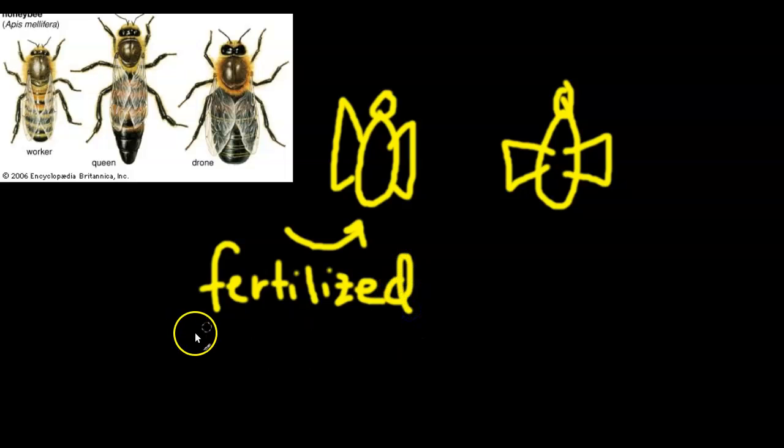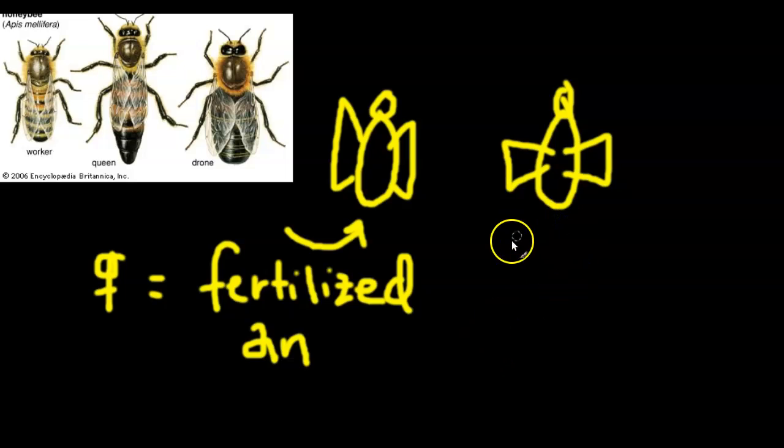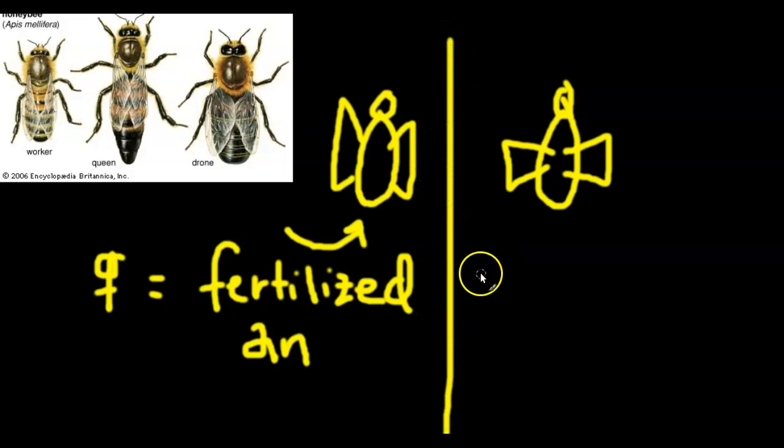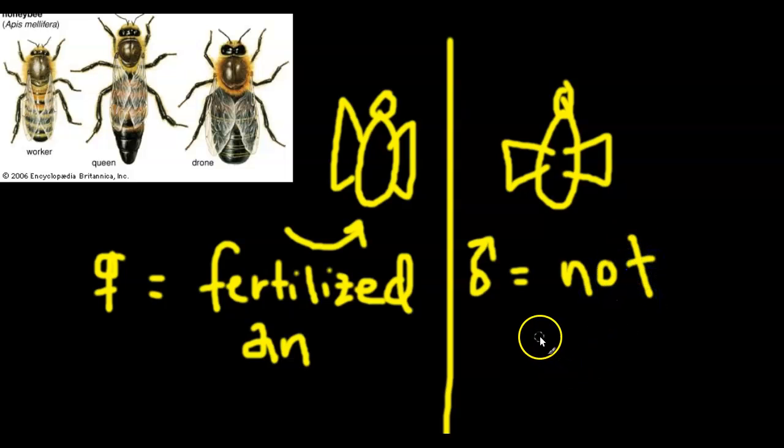So in this case, if it's fertilized, it will become a female. And that's a symbol for female. And it will be diploid. If it is not fertilized, it is going to be haploid.